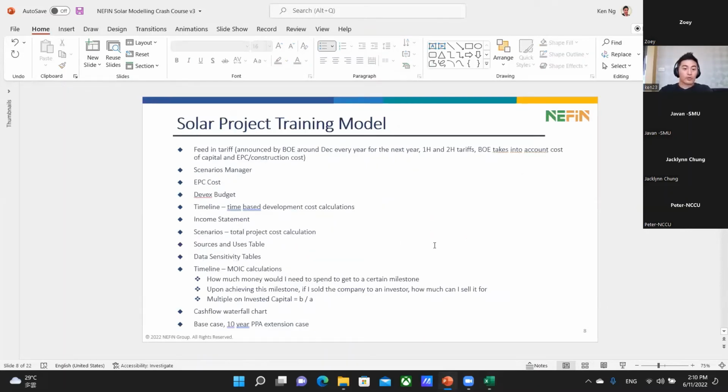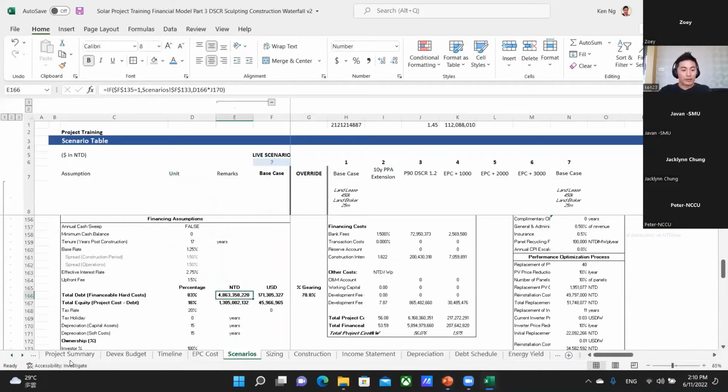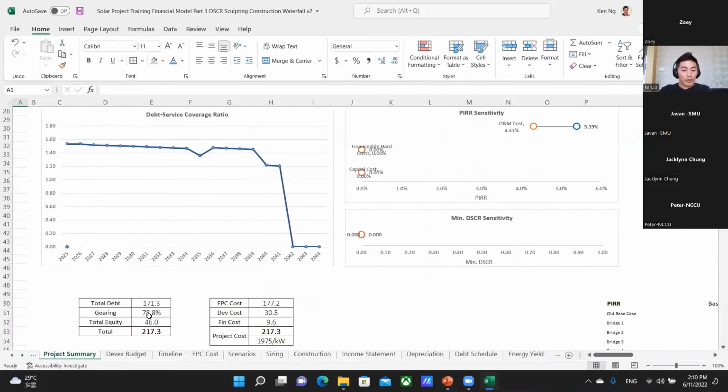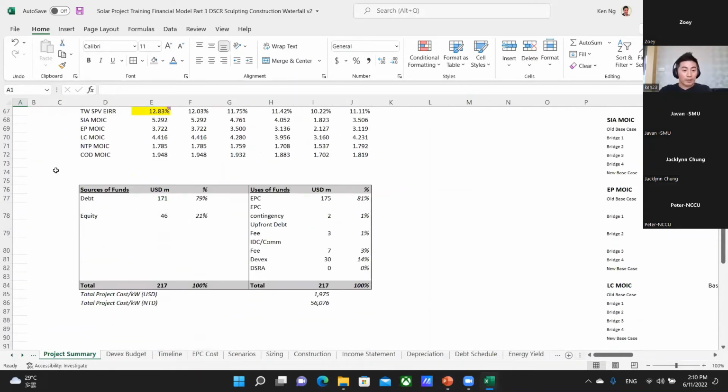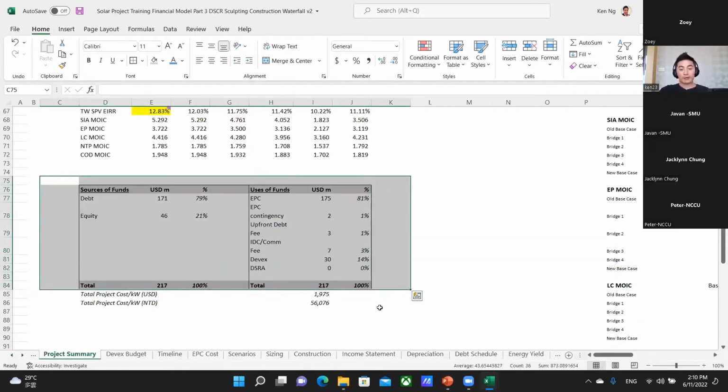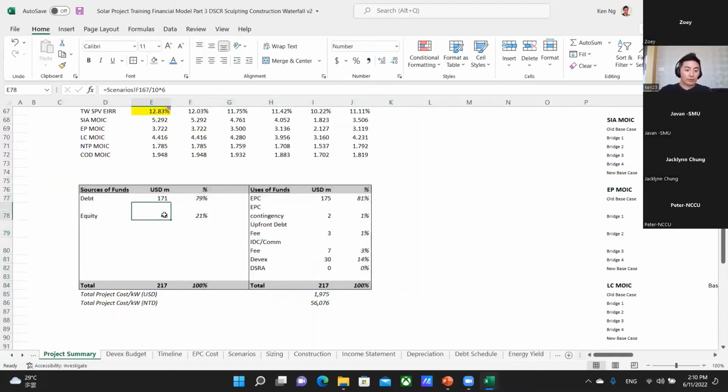Yeah, so let's talk about the sources and uses table. So a very good way of summarizing your project is to work out how much money you're raising and how much money you're spending and what you're spending it on, right? So in this scenario, we're raising 171 million of debt, equity of 46 mil, which is a 79% gearing, right? So 79% of our total funds raised is debt. We've got our EPC costs, our EPC contingency costs, our upfront debt fee, our interest during construction, our financing costs during construction, and then our development expenditure of 30 mil.